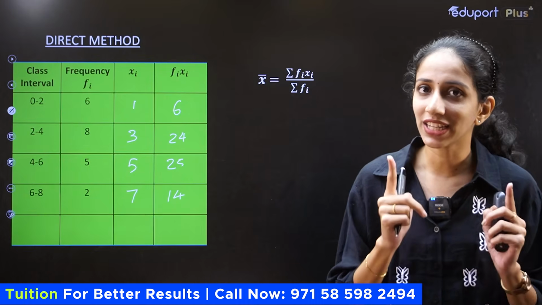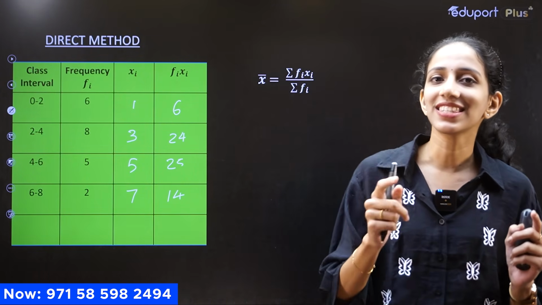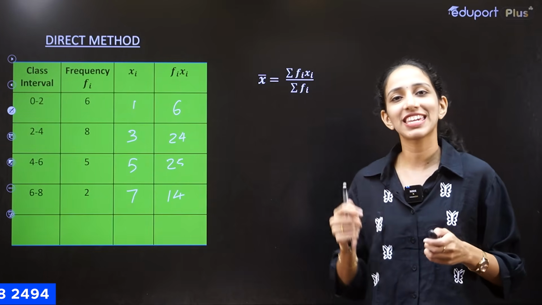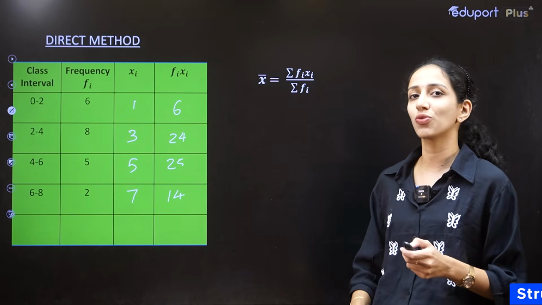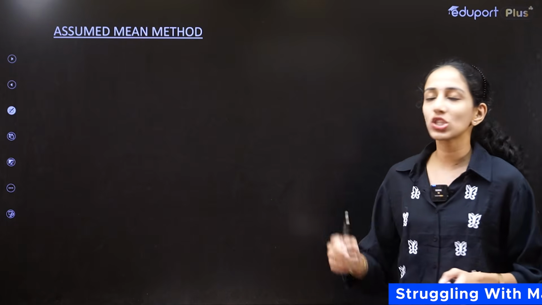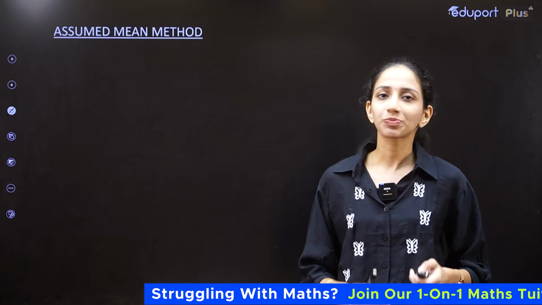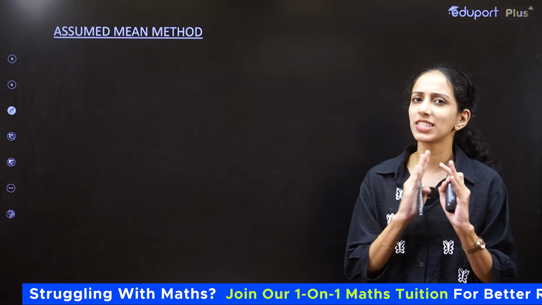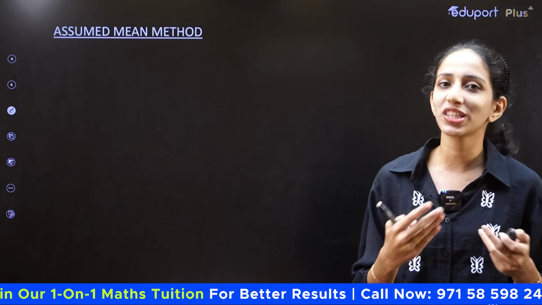The method is clear, I think. So find the answer and check whether your answer is correct. Okay, so this is all about the direct method to find the mean. Now we are moving to our next method, that is the assumed mean method. We are going to consider the same class intervals, same question, but changing the method.